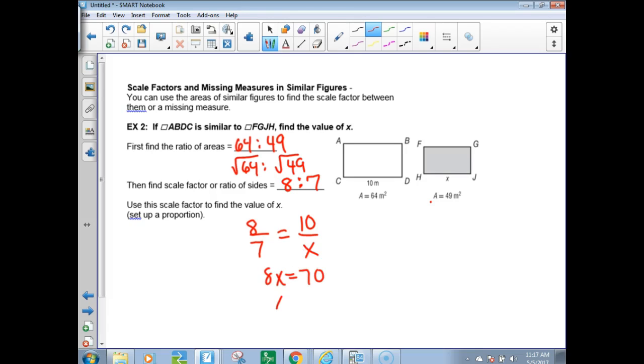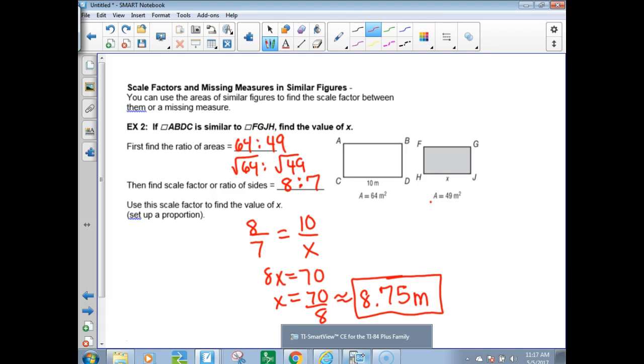70 divided by 8 is about 8 point what? 75? Does it stop there? Great. So we'll just write the whole thing. And that would be in meters. Okay. Anybody still need this? I can go to the next one. All right.